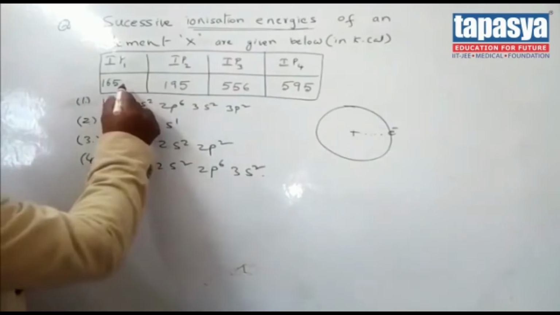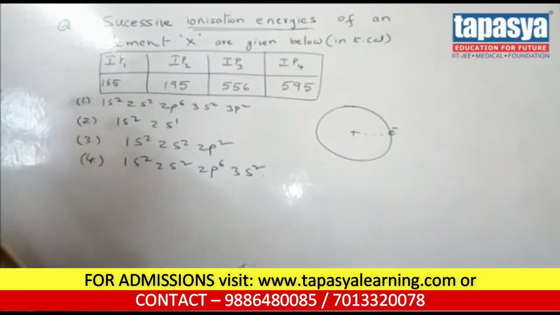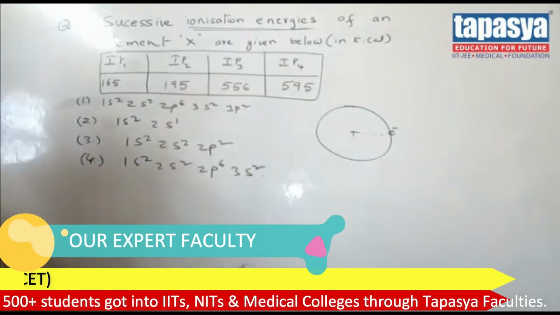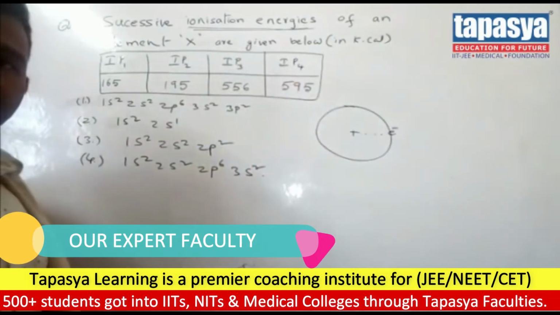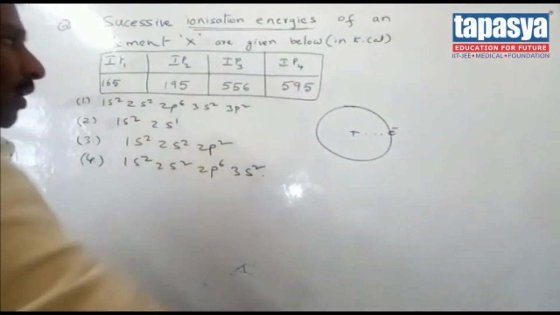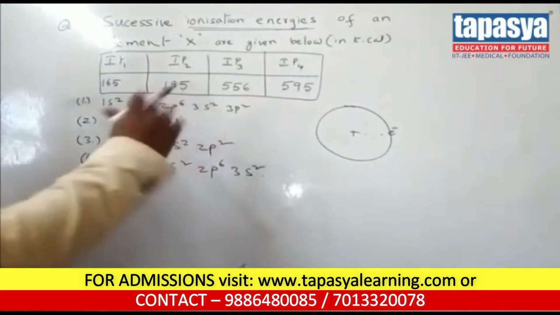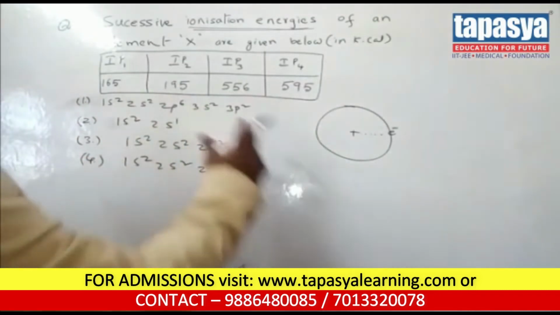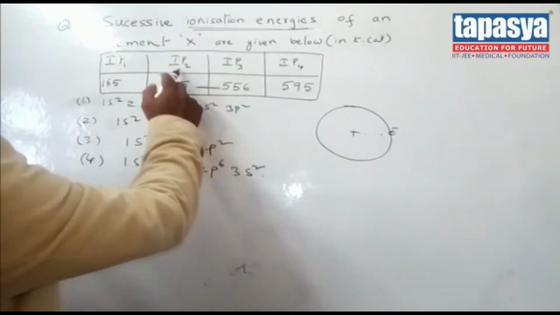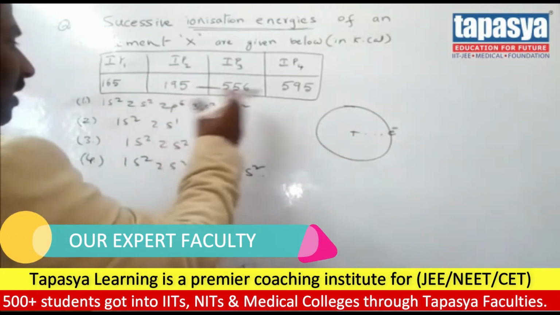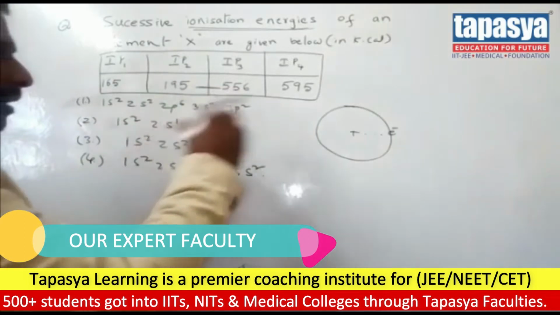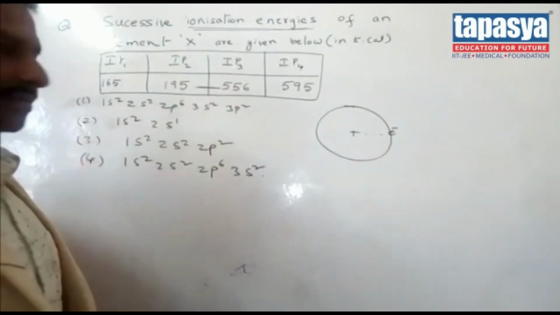The first ionization energy is 165 kilocalories, the second one 195 kilocalories, the third one is 556, and the fourth one is 595 kilocalories. You can easily understand here that the gap between the second and third is large. The ionization energy gap between the second and third is a large difference.